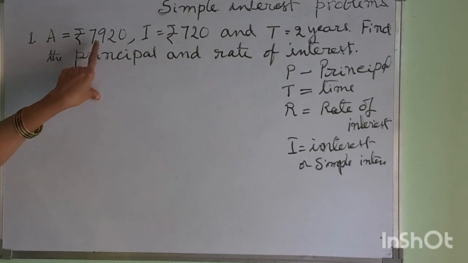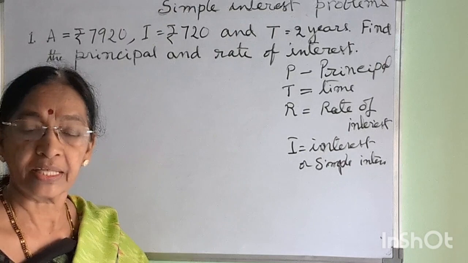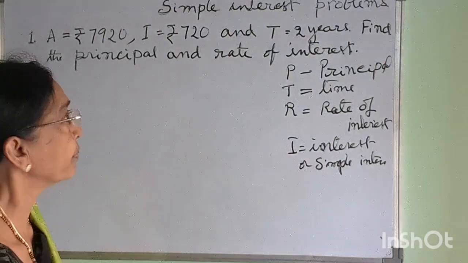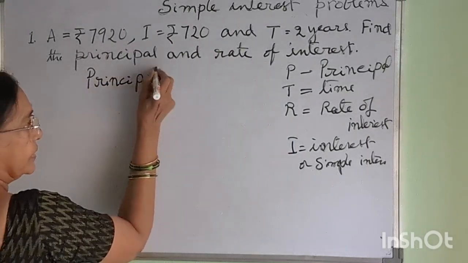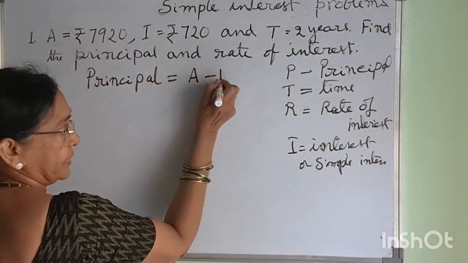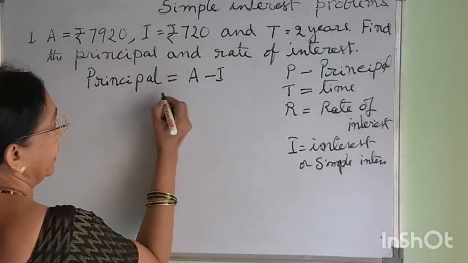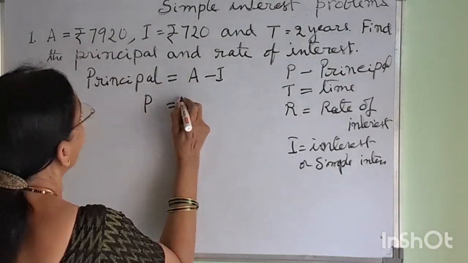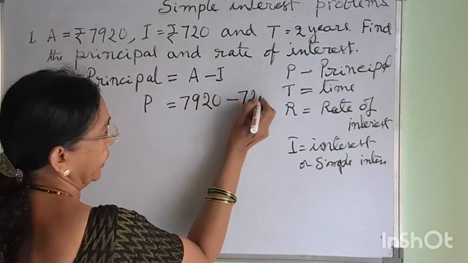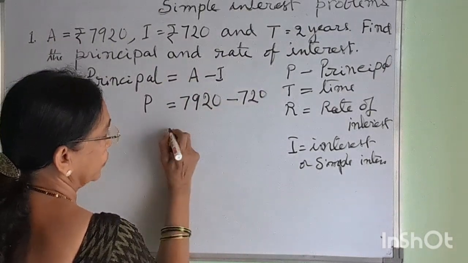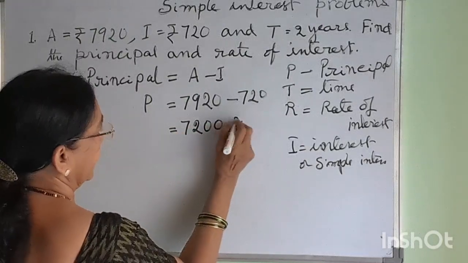Here the amount is 7,920 and the interest is rupees 720. Therefore, we can find out the principal. Principal is equal to amount minus interest. If we subtract interest from the total amount, we get the principal. The principal P is equal to amount 7,920 minus interest 720, so if we subtract 720, we get 7,200 rupees.